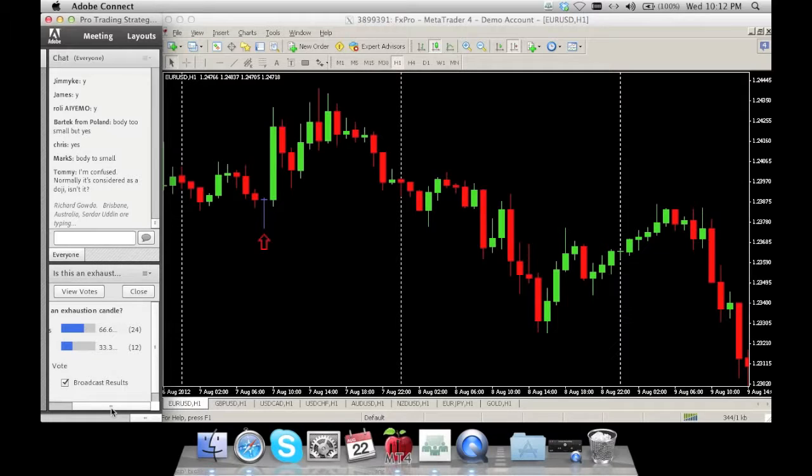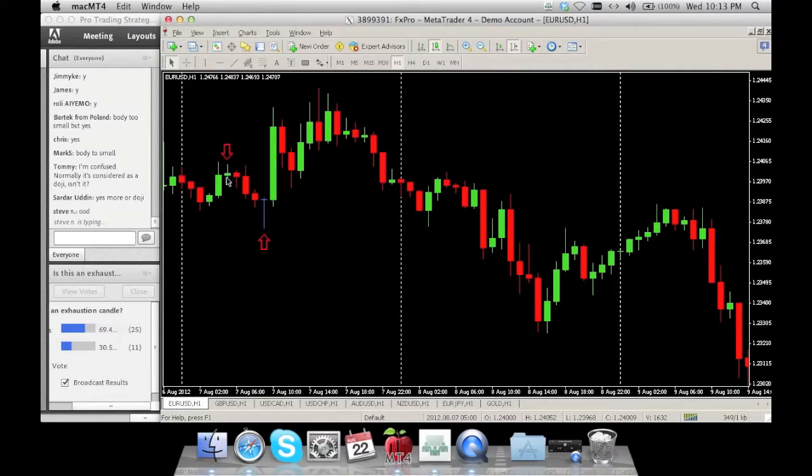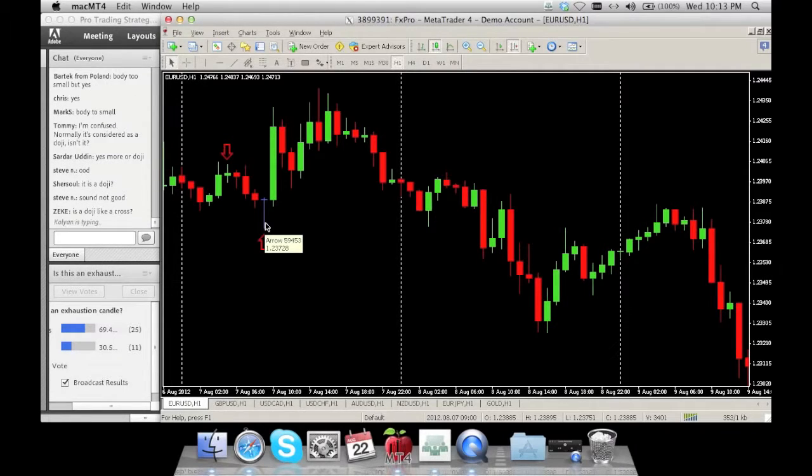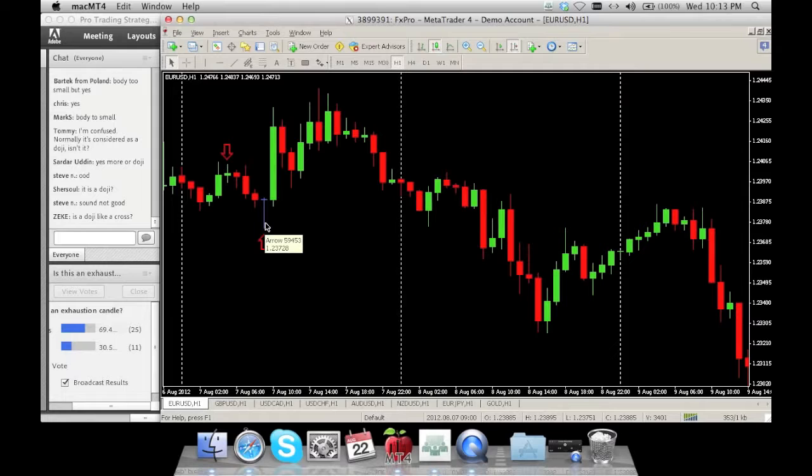Okay, Tommy says, I'm confused. Normally it's considered as a doji. A doji, basically what a doji is, let me see if I can find you a doji. A doji is something similar to this, where you have the open and close pretty much at the same place, with the tail on top and tail on bottom. In this particular scenario, you have a tail on one side. Zeke, yes, a doji is more like a cross, or a plus sign if you want to call it.